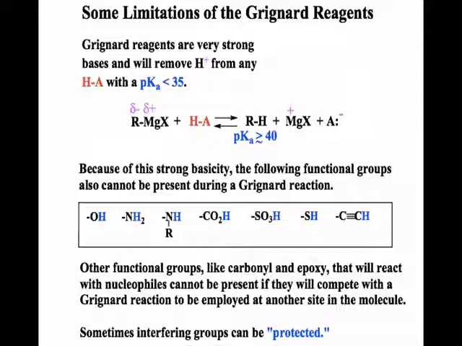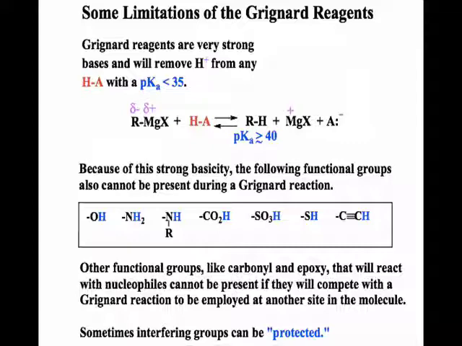And so if a molecule has any hydrogen atom in it that has a pKa less than that, the Grignard reagent is going to react with that proton, okay? It's not going to add to your carbonyl, because we know that acid-base reactions occur faster than addition reactions, okay?